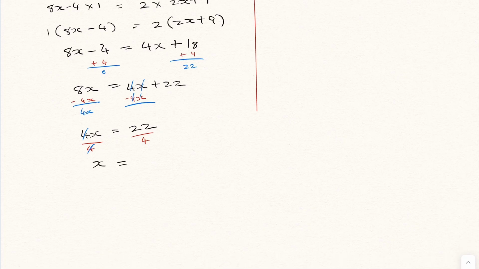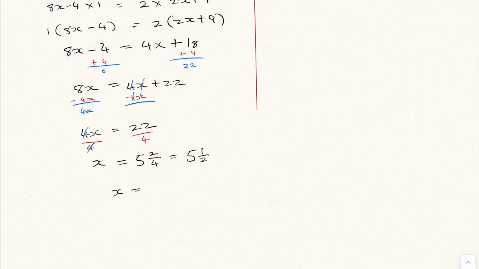And 4 goes into 22 5 times with a remainder of 2 over 4. And this is equal to 5 and a half, because 2 over 4 is the same thing as a half. And as we know, 1 over 2 is the same thing as half, which is the same thing as 0.5. So we can say essentially that x is equal to 5.5. So we have found out the value of x here.